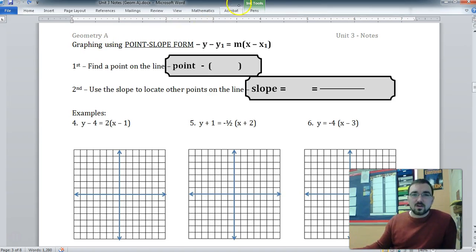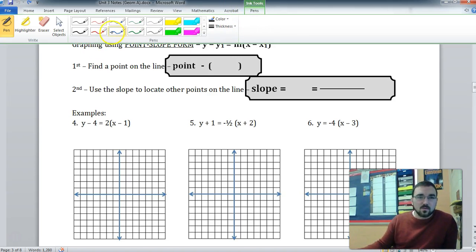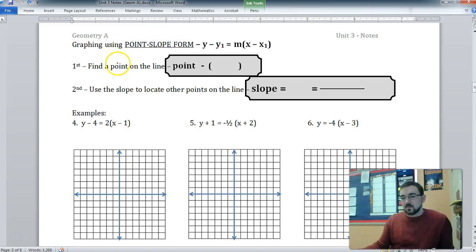The first one that we're going to be talking about is graphing using point-slope form. Graphing using point-slope form, there's two things that you need in order to graph. Well, what might they be? Whoa, point-slope form? No way, right? Okay, so here we go.